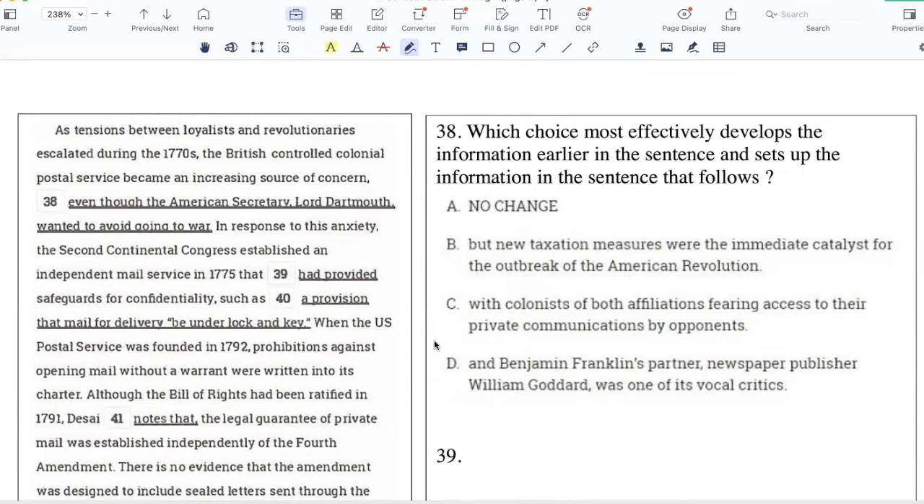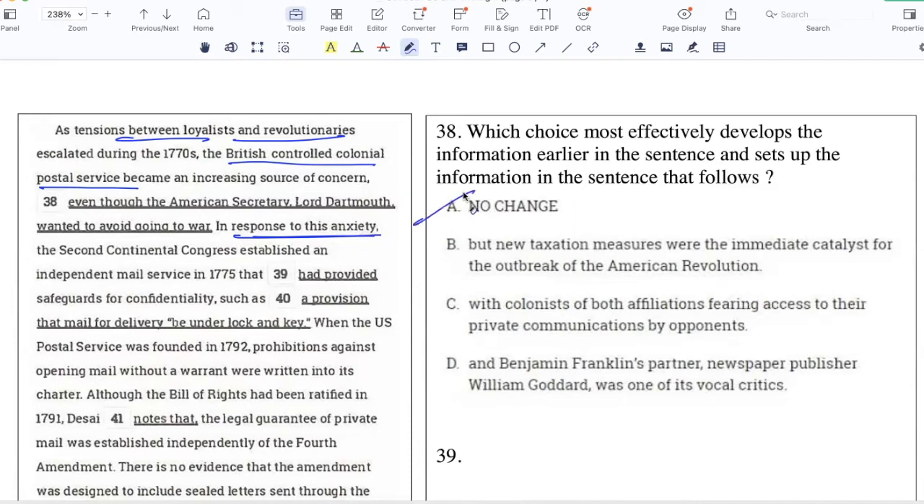Which choice most effectively develops the information earlier in the sentence and sets up the information in the sentence that follows? So here we are talking about tensions between loyalists and revolutionaries. And because of those tensions, there wasn't enough faith in the British-controlled postal service. It became a source of concern. And then I'm saying in response to this anxiety, right? So the way it's written is not a good option because that talks about the American secretary wanting to avoid going to war. So I'm not referring to any particular anxiety related to the US Postal Service there.